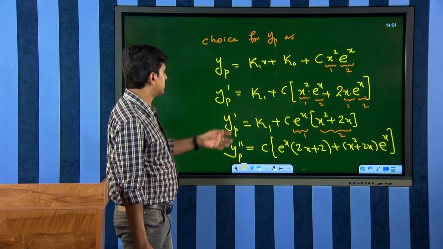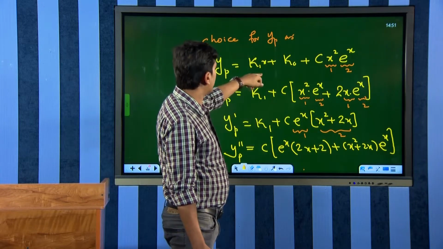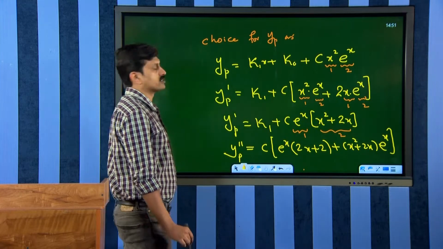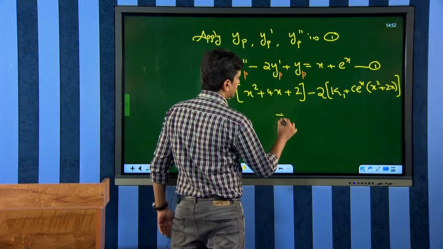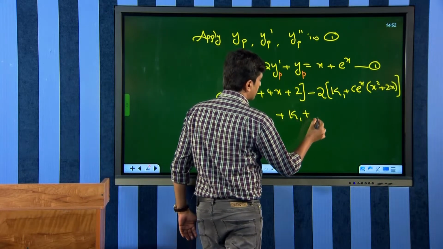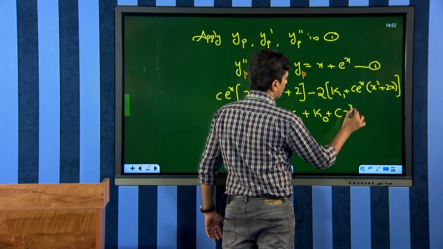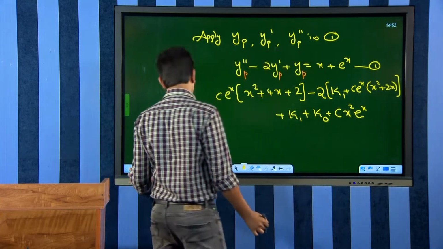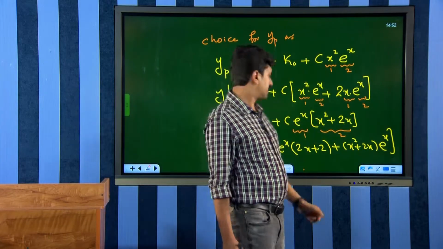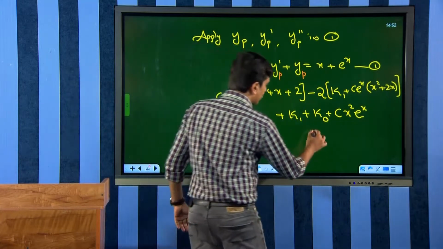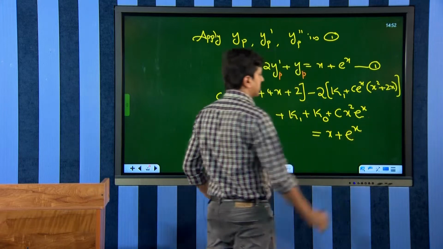So we have yp as, that is yp is equal to k1x plus k0 plus cx square e raised to x. Therefore this is equal to plus yp as k1x plus k0 plus cx square e raised to x is there. So dear students, here we have finally on the opposite side x plus e raised to x is there.